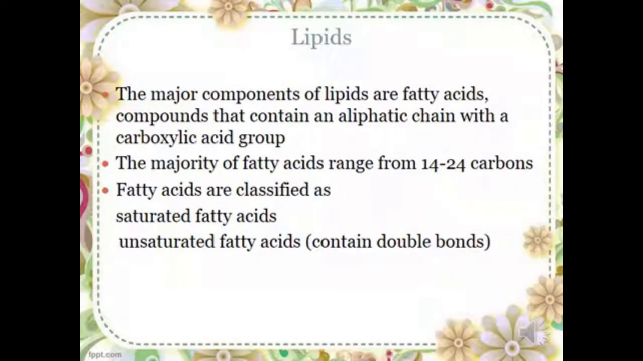So the major component of lipid are fatty acids. Fatty acids are compounds that contain an aliphatic chain with a carboxylic acid group. The majority of fatty acids of lipid would be in the range of 14 to 24 carbons. And fatty acids are classified either as saturated or unsaturated. Unsaturated means it has a double bond.